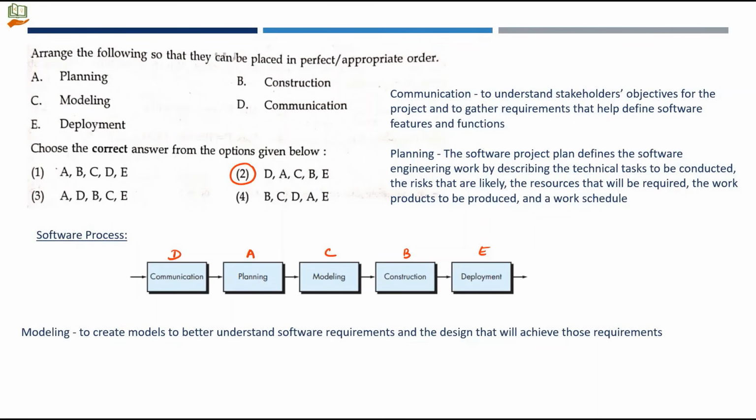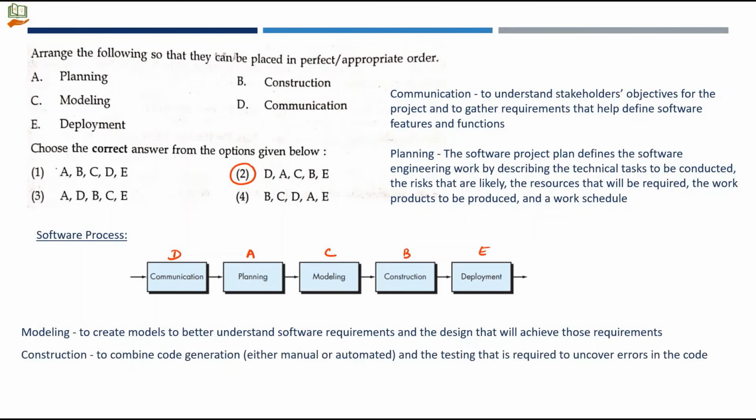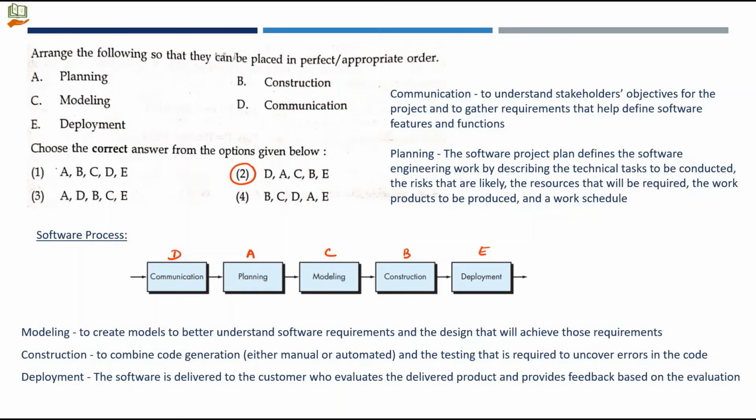Modeling is to create models to better understand software requirements and the design that will achieve those requirements. Construction is to combine code generation, that can be either manual or automated, and the testing process that is required to uncover errors in the code. So code generation as well as the testing is combined under construction. In deployment, the software is delivered to the customer who evaluates the delivered product and provides feedback based on the evaluation.